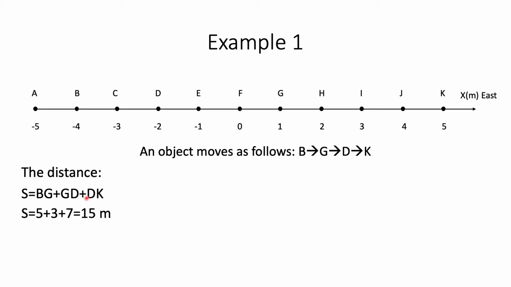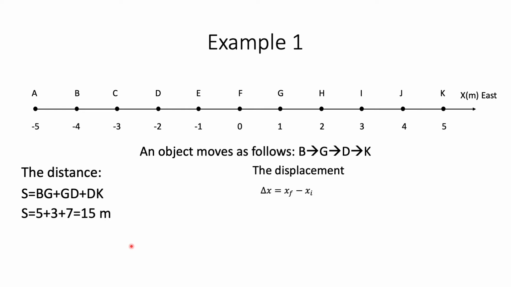Or you can do it in a different way. We say BG, which is from this point, 1, you count, 2, 3, 4, 5. So BG is 5, we replace by 5. Then GD, 1, 2, 3. It is 3 meters. I replace by 3. Then DK, 1, 2, 3, 4, 5, 6, 7. I replace by 7 meters, and I will get 15 meters for the distance.